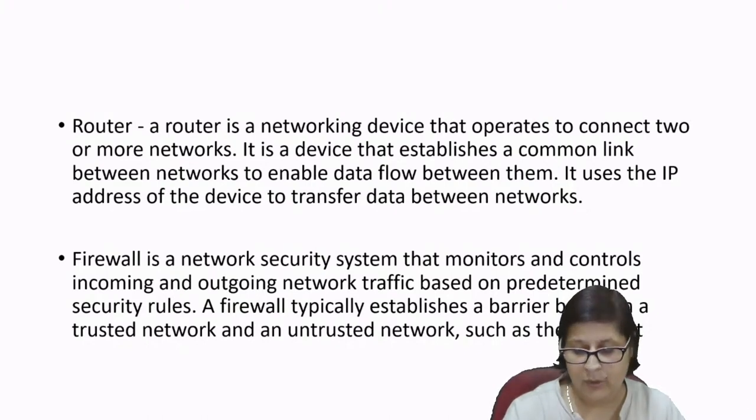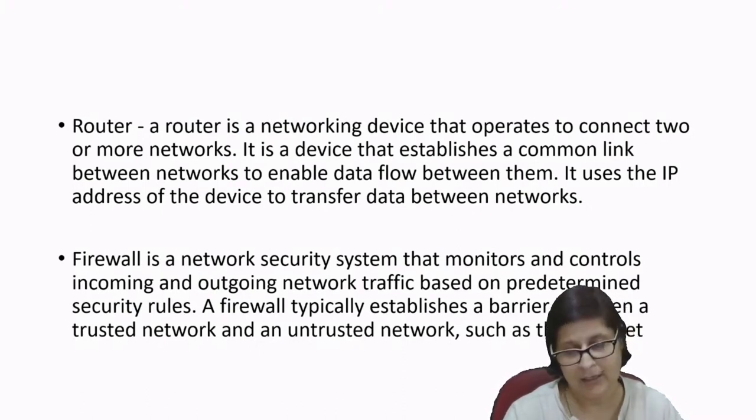Understand, a router is nothing but a network device. What does it do? It connects two networks, right? It acts as a common link to establish a link between the networks, and it decides how data will flow from one network to another network, and it uses the IP address to transfer the data between the networks.